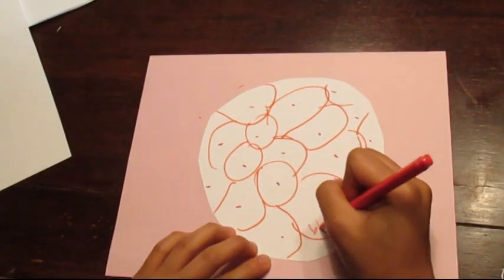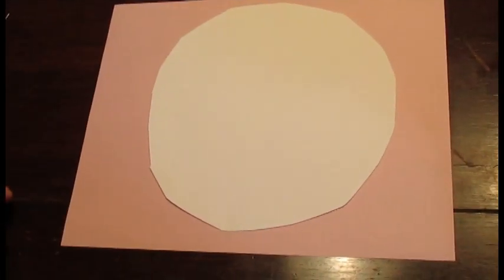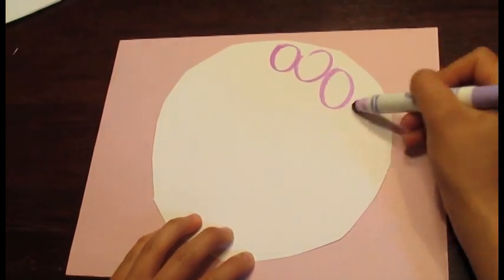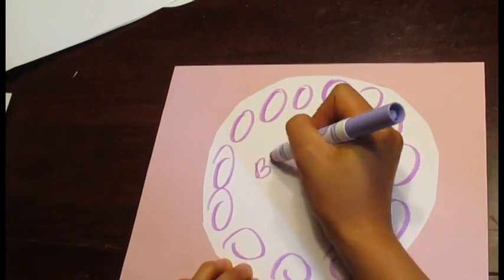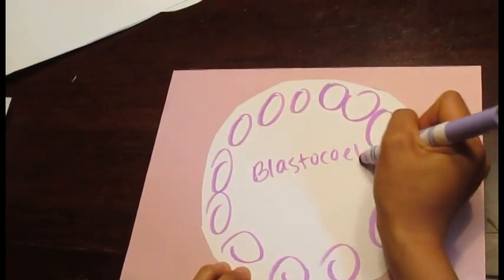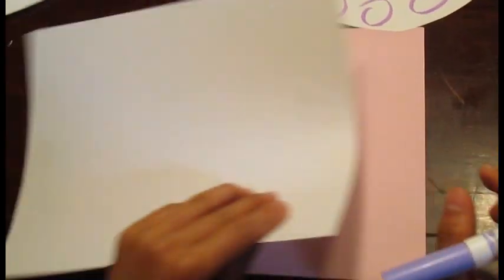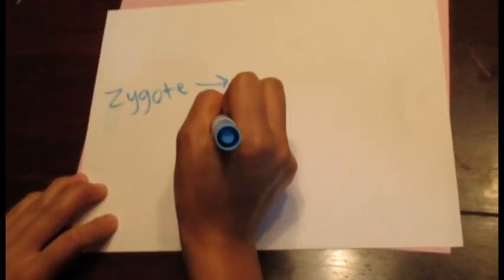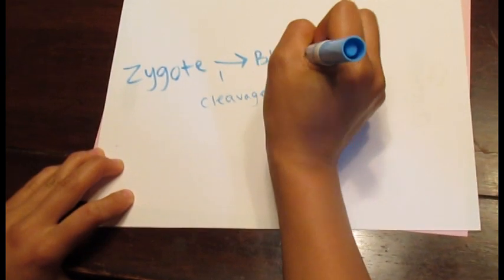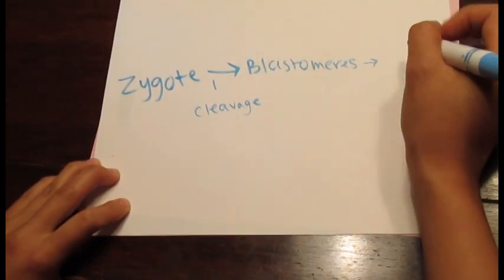The blastomeres continue to be cleaved and become a morula. Inside the morula, a fluid-filled cavity forms, which is called the blastocoil. When the blastocoil forms within the morula, this produces a blastula. So, in summary, after the zygote is fertilized, cleavage forms blastomeres. Then, the morula and the blastocoil make up the blastula.